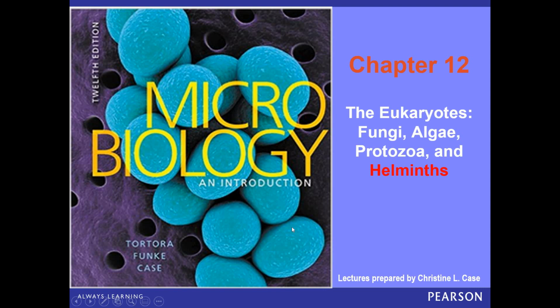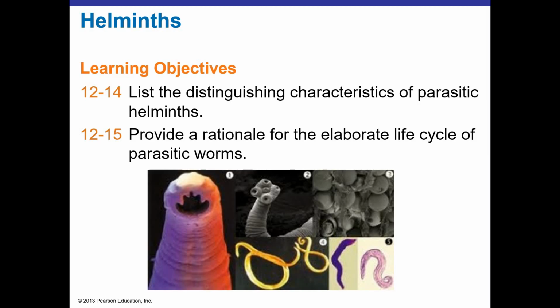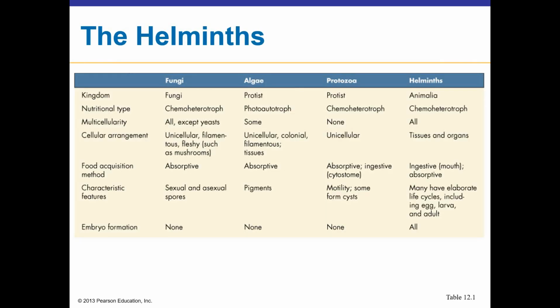Our Chapter 12 slide set, Part D, is going to be devoted to the helminths or worms. When we talk about the helminths, these are going to have some interesting features, and these are usually what people think of as the true parasites because they're much larger. They have very elaborate life cycles, and these are going to allow them to survive in multiple hosts.